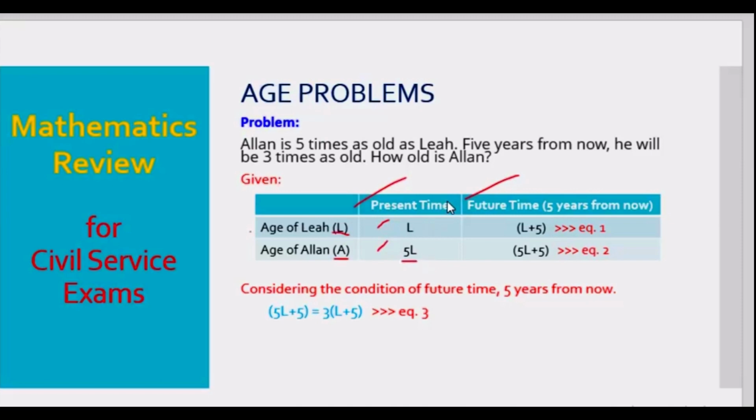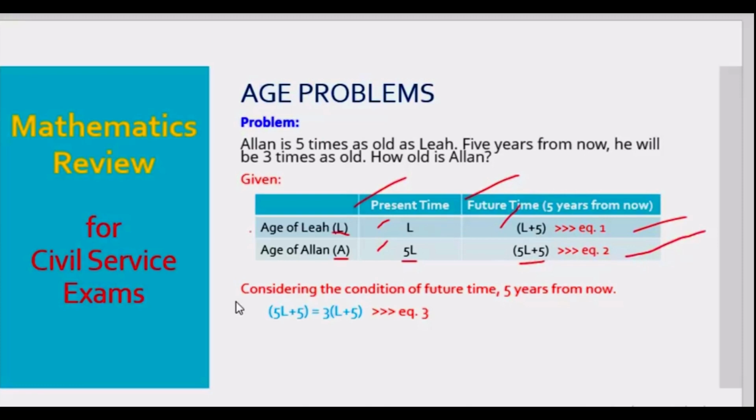So 5 years from now, this is a bit tricky. 5 years from now, we will write the age of Leah as L plus 5. So that is our equation 1. And the age of Alan, which is 5L, plus 5, so it's 5L plus 5. That's our equation number 2.